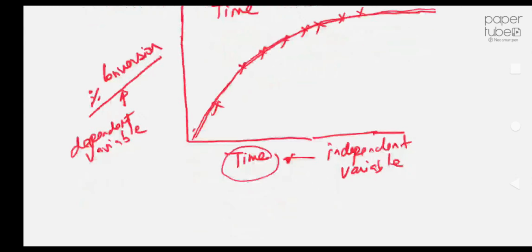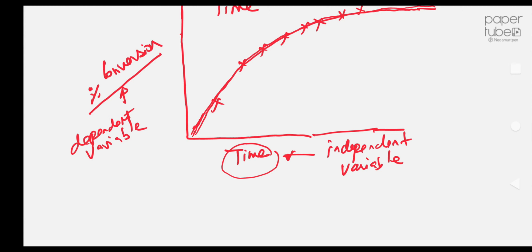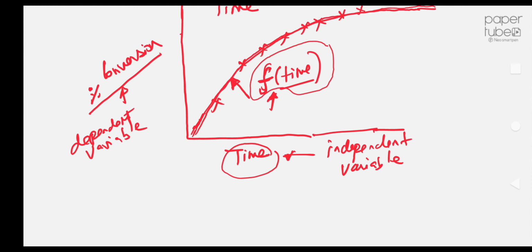Our intention now is to find some equation, some function, let's call it f of x, or in this case f of time. Whenever I say function, this is a mathematical expression. That mathematical expression is a function of your independent variable, which in this case is time. So you need to find some expression, this particular mathematical function, that can predict how your dependent variable changes with respect to the independent variable, which in this case is time.